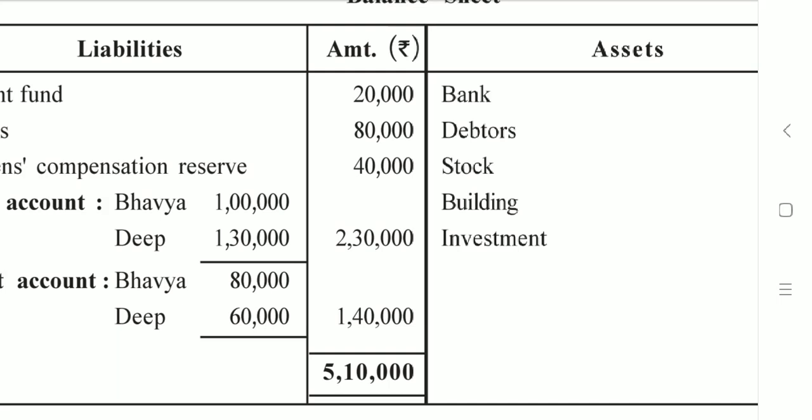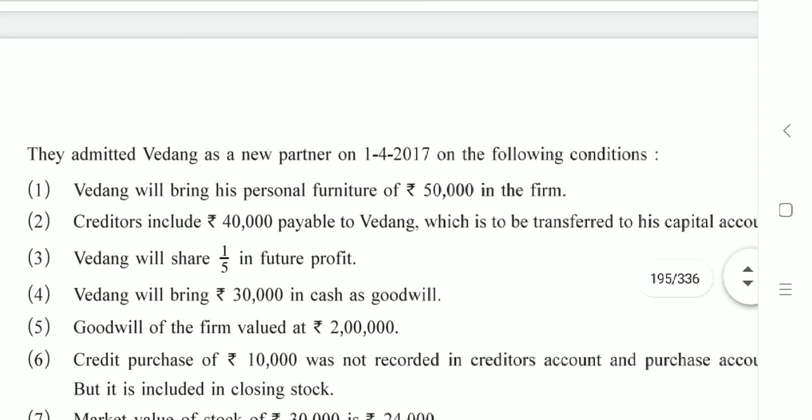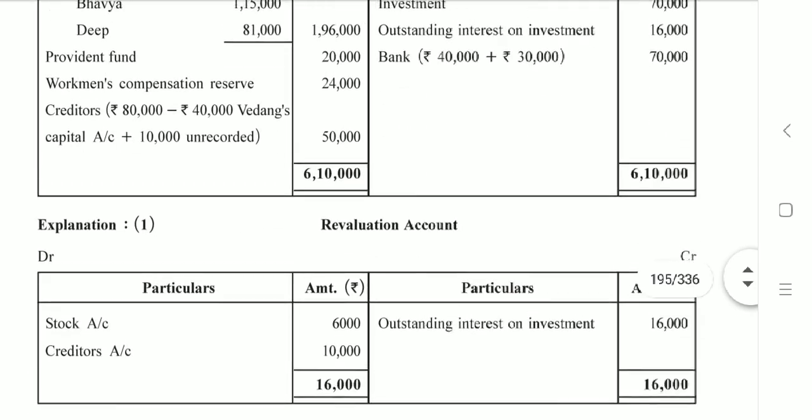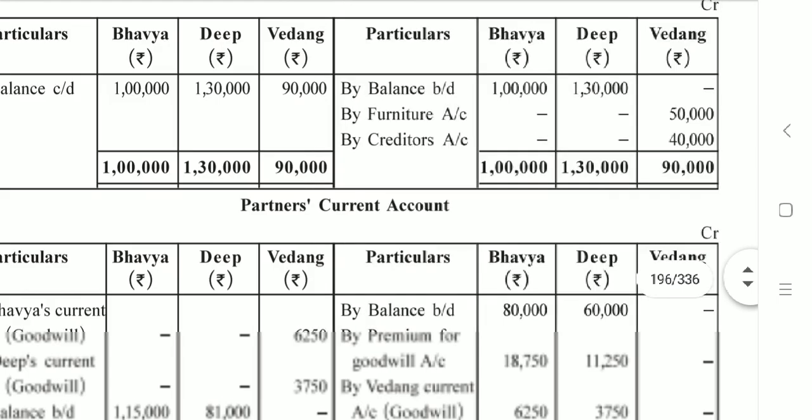The firm will pay, payable to Vedang. Yes, and it is to be transferred to his capital account. So let us check his capital account. You'll see here, 40,000. All right. So the journal entry for this: creditors account debit 40,000 to Vedang's capital account.